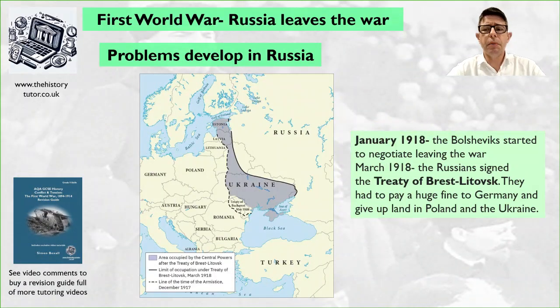From January 1918, the Bolsheviks start to negotiate to leave the war. They don't believe in war. They think it's a war between workers that abuses the workers for the benefit of the rich. By March 1918, they sign the Treaty of Brest-Litovsk. Russia leaves the war. They pay a huge fine to the Germans, and the Germans are able to free Poland and Ukraine, and Russia is severely weakened by the war.